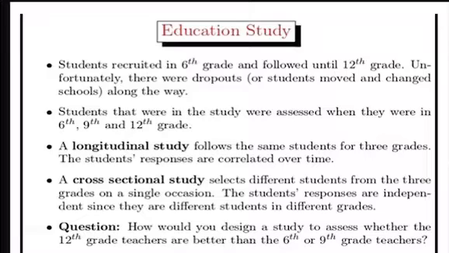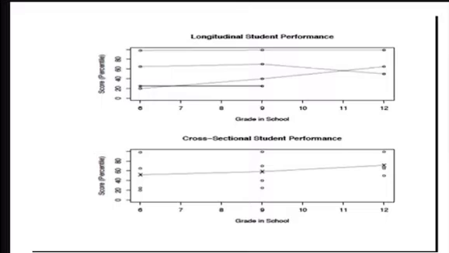But before we can do this, of course, you have to recruit students into your cohort. When they were in 6th grade, you observe them, again in 9th grade, you observe them, and again in 12th grade. Now we have the longitudinal student performance, where we are plotting the score against the grade level.